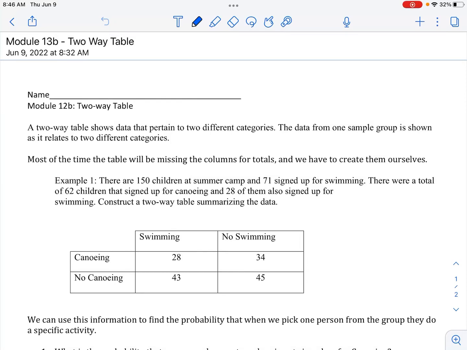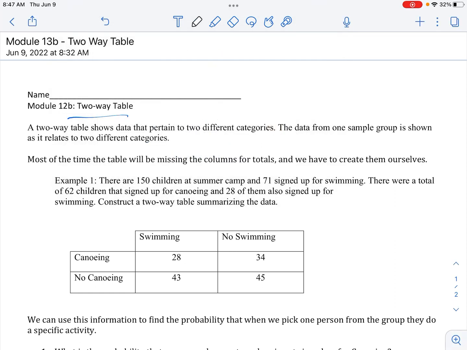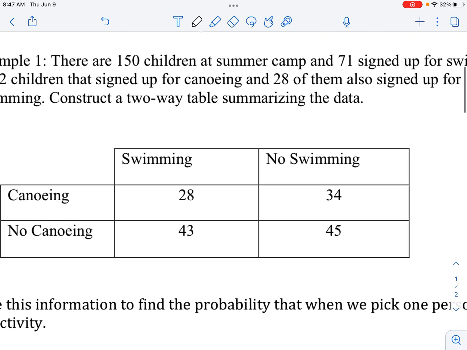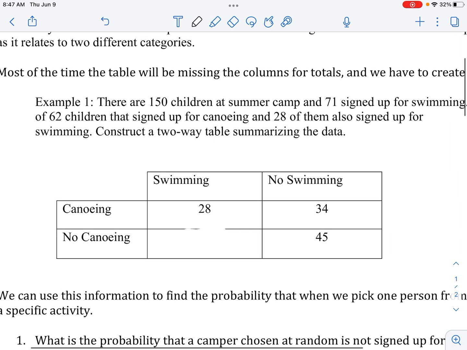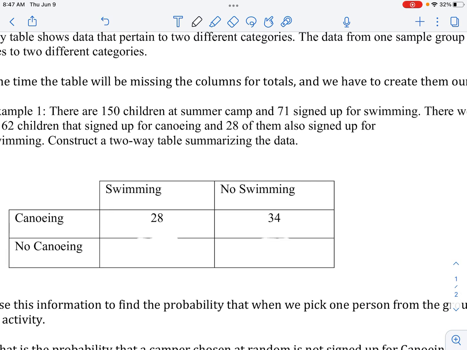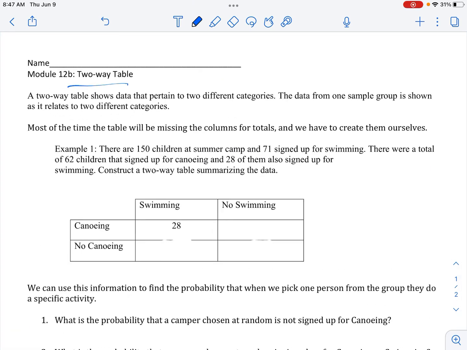All right, so let's take a look at Module 13b, learning how to deal with two-way tables. They give us an example here, and the problem with the example is that they give you too much information in the table to start with. So I'm actually going to white out that for right now, and I think that and that. All right. So that will help us a little bit just with understanding this.